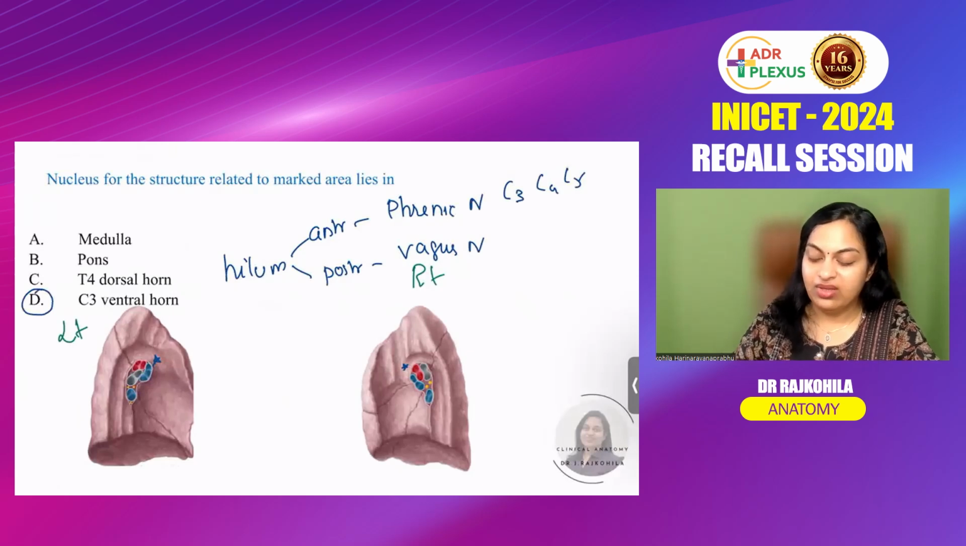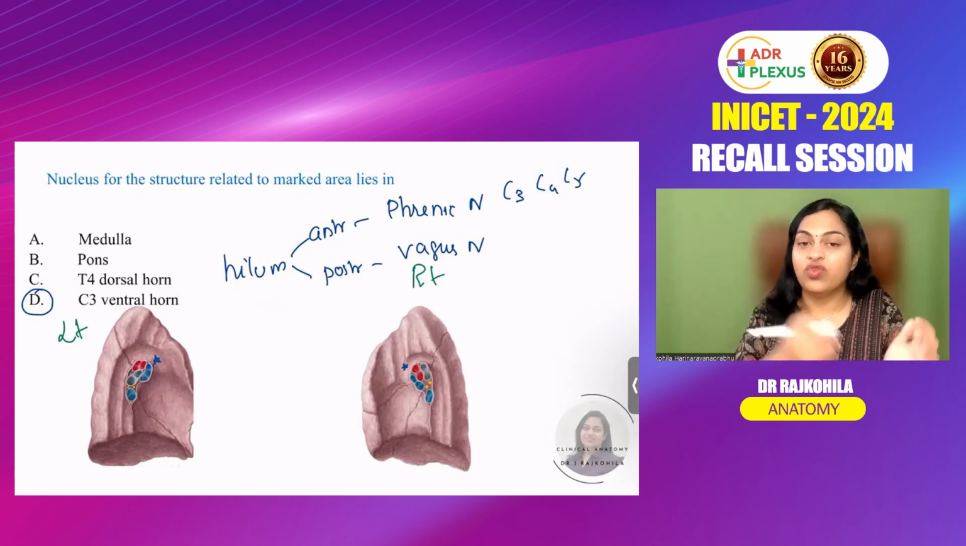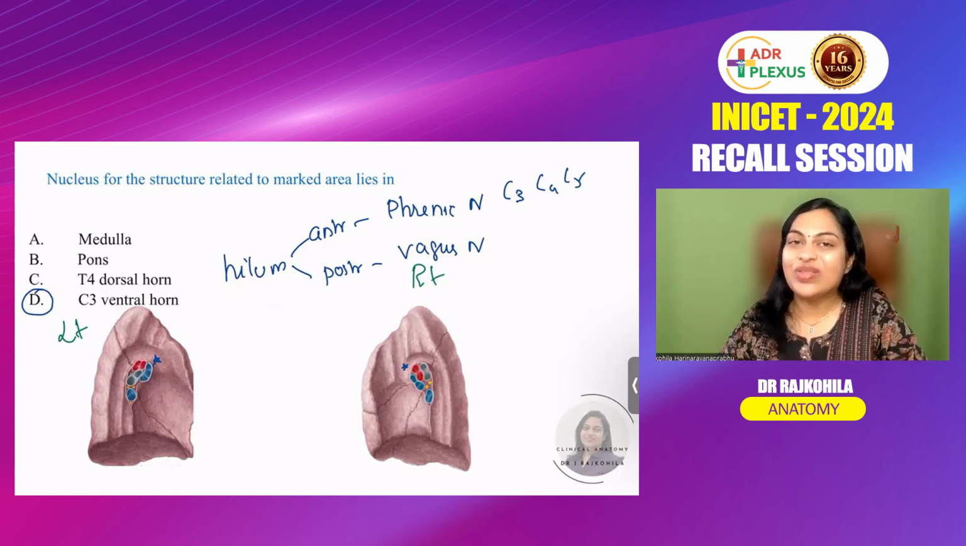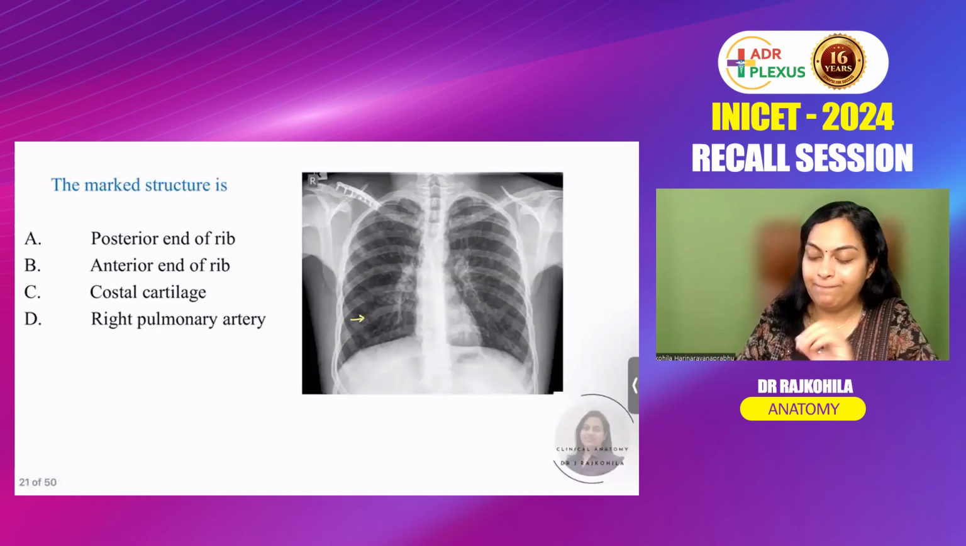If it was posterior to the hilum and it was the vagus, then the nuclei of the vagus, the dorsal nucleus of the vagus, the nucleus ambiguus, all the nuclei related to the vagus, are situated in the medulla. But I think it was the phrenic nerve, and then this would be the apt answer.